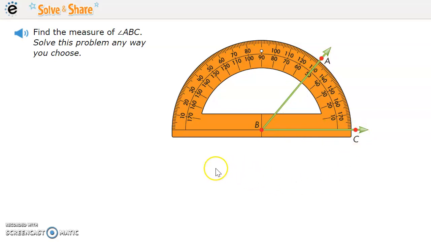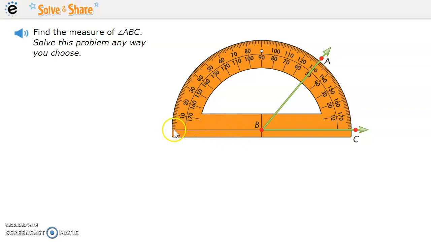If you notice on our protractor, there are two sets of numbers. There are these numbers that go along the top from 0 to 170. And then if you notice the green ray C still has 10 more degrees, so that would be 180. Think to what we learned last week. There are 180 degrees in a straight angle.